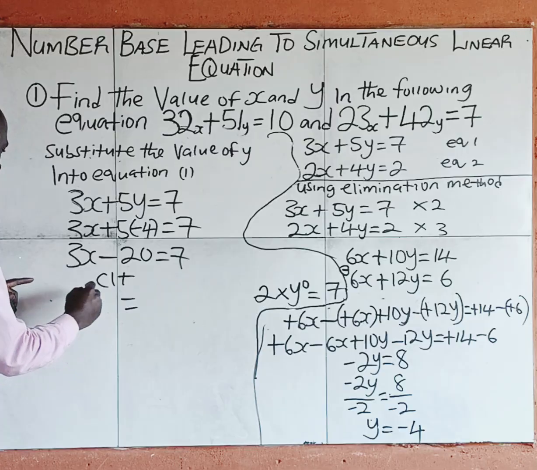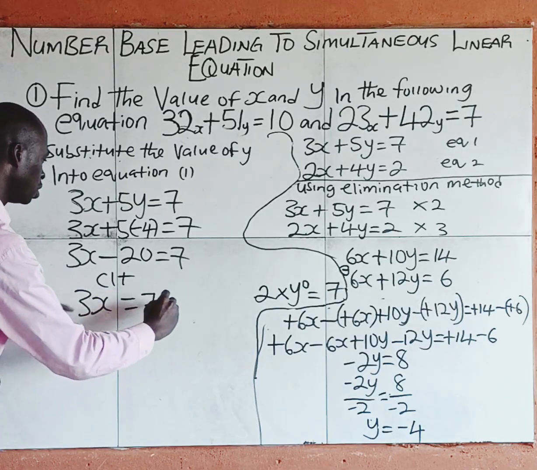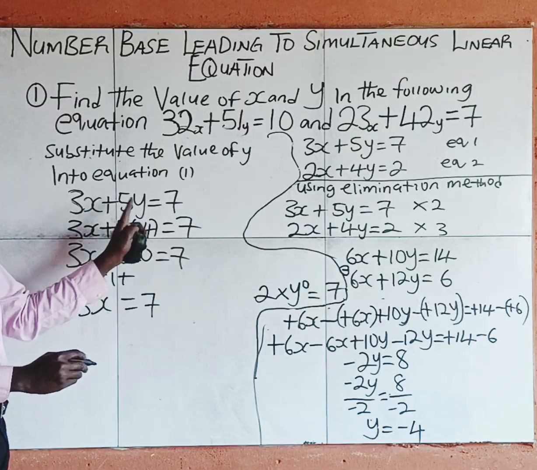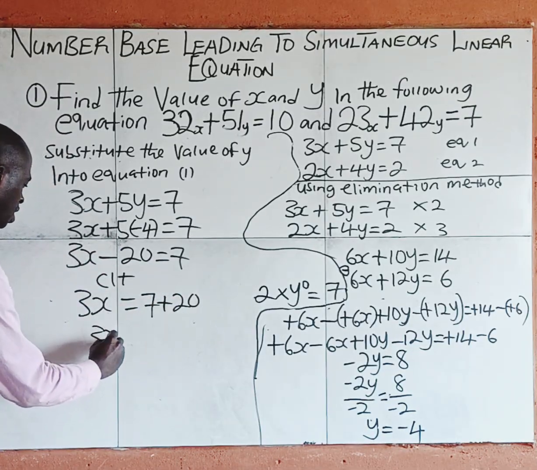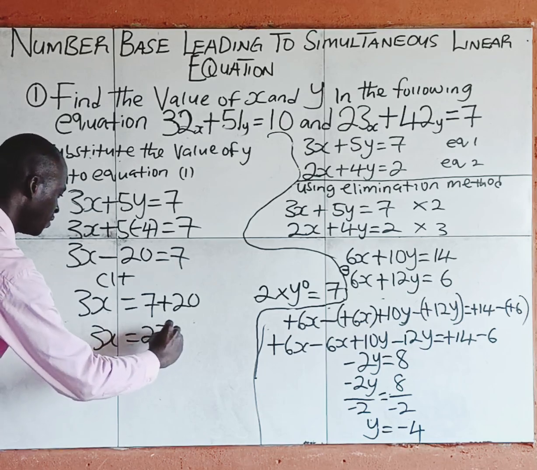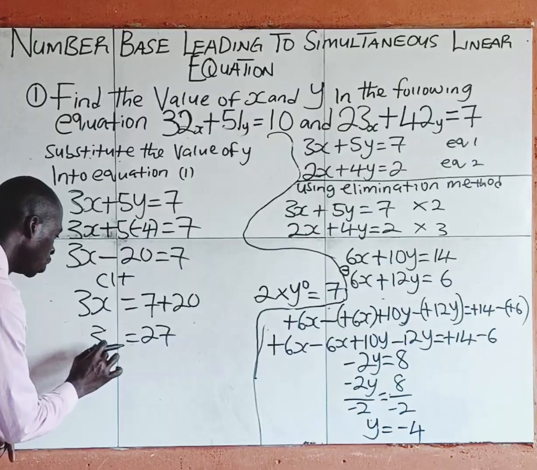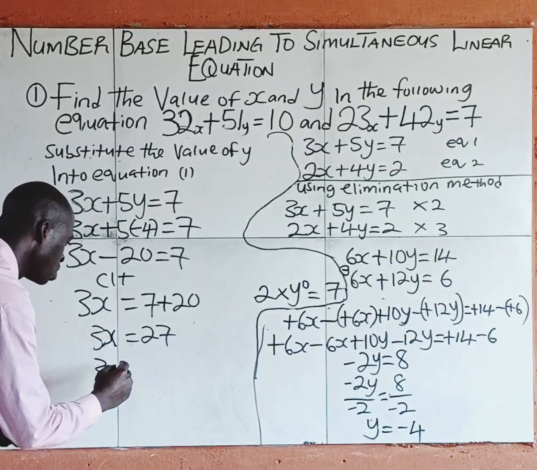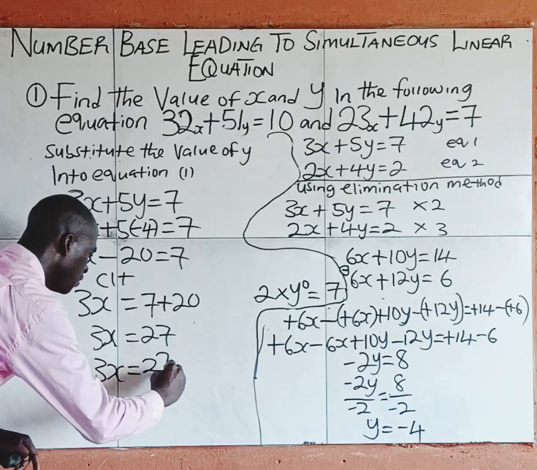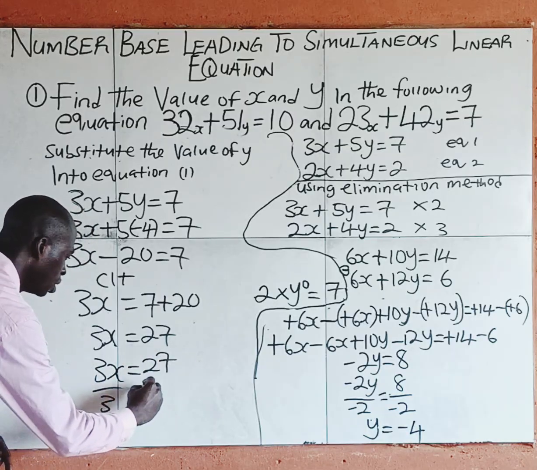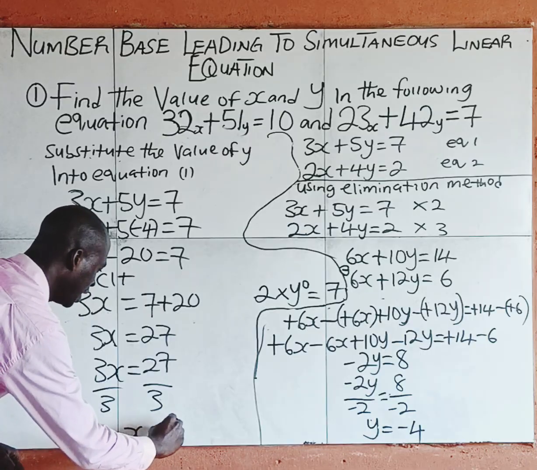At the end of the day, I'm going to collect like terms. Here becomes 3x equals 7. If this minus 20 is crossing, it becomes plus 20. So here becomes 3x equals 27. At the end of the day, you will divide both sides by the coefficient of x, which is 3. So divide both sides by the coefficient of x, which is 3. Here becomes 3x equals 27 divided by 3. And your final answer becomes x equal to 9.